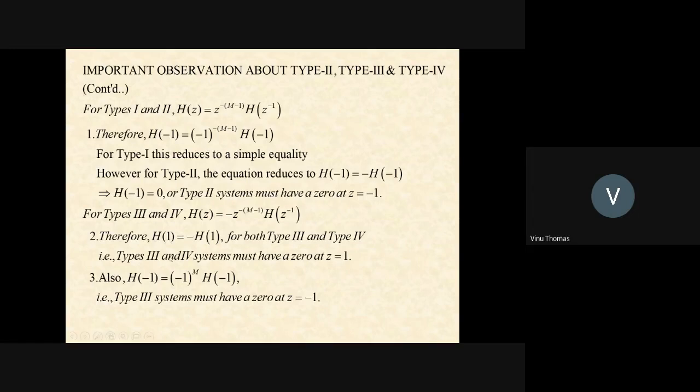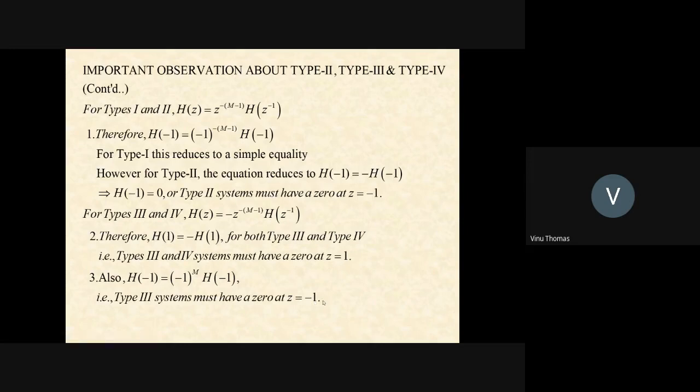But for type 3, you can write this as H of minus 1 is equal to minus of minus 1 whole raised to minus M minus 1. So you have a minus 1 into minus 1 raised to minus M minus 1, which you can write as minus 1 the whole raised to M into H of minus 1. Which means that for type 3 systems, you definitely will have a 0 at z equal to minus 1.